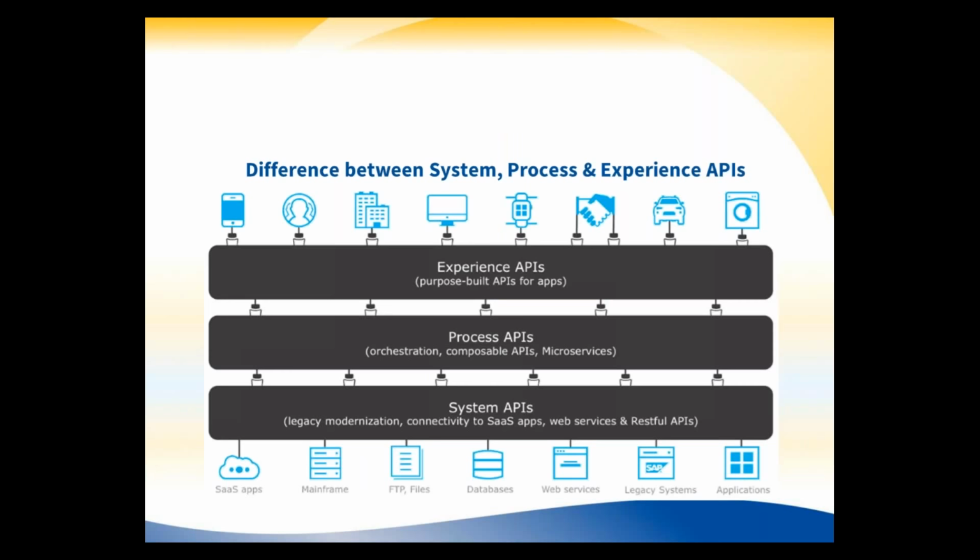Mike is going to talk about the difference between a system API, a process API, and an experience API. So we're really going to get into the meat of this webinar now. And so Mike's going to give us a high-level description of what these are, and then we're going to show some examples of what those system APIs look like in the mortgage space. So, Mike, can you just kind of talk us through what a system, process, and experience API is?